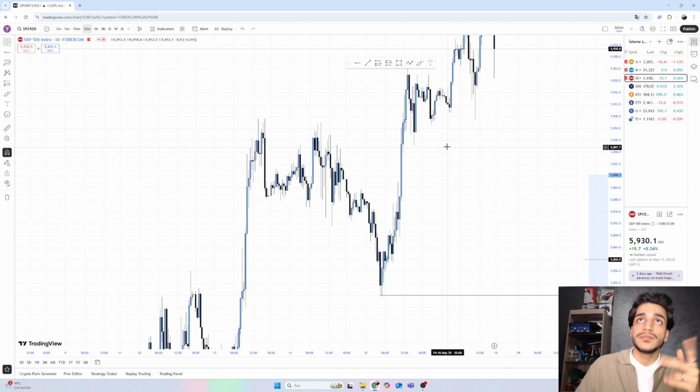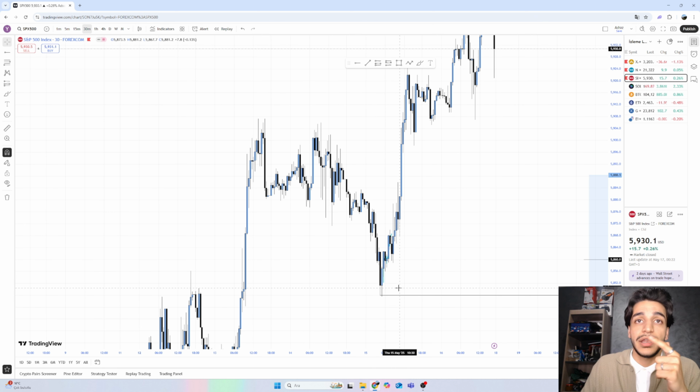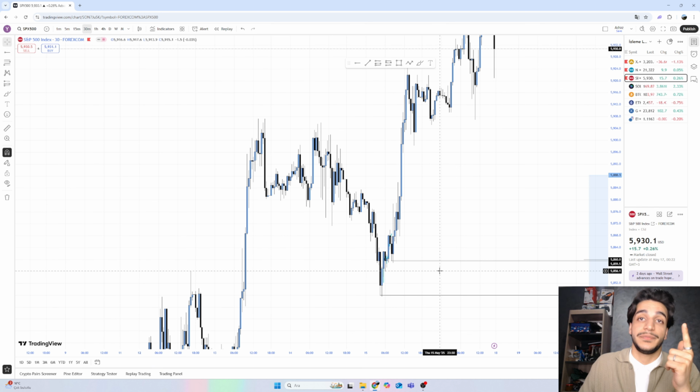For example, what do we see here? We swept our liquidity here, and now we expect the price to go up, so it creates a retest and another retest right here. At the second retest we have another liquidity sweep. So this is our double confirmation.